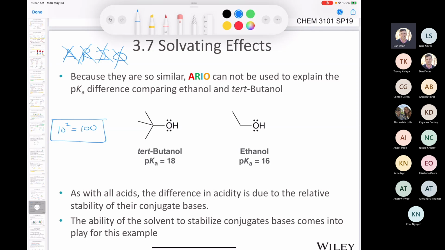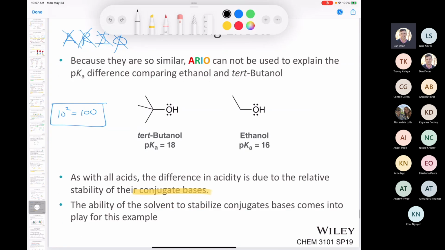Well, the way that you explain it is by looking at, again, their conjugate bases. And how do these two molecules differ? The way that they differ is the R group. You can see that this R group over here is big, and this R group over here is small, and that actually plays a role in stabilizing the conjugate bases. Check this out.